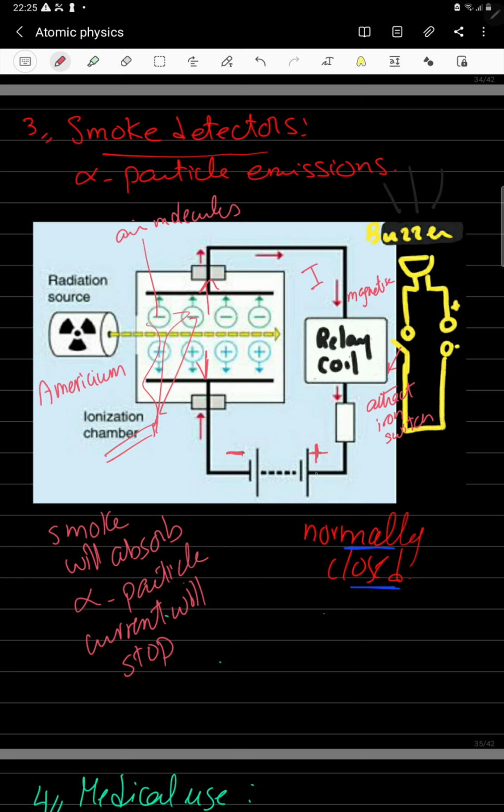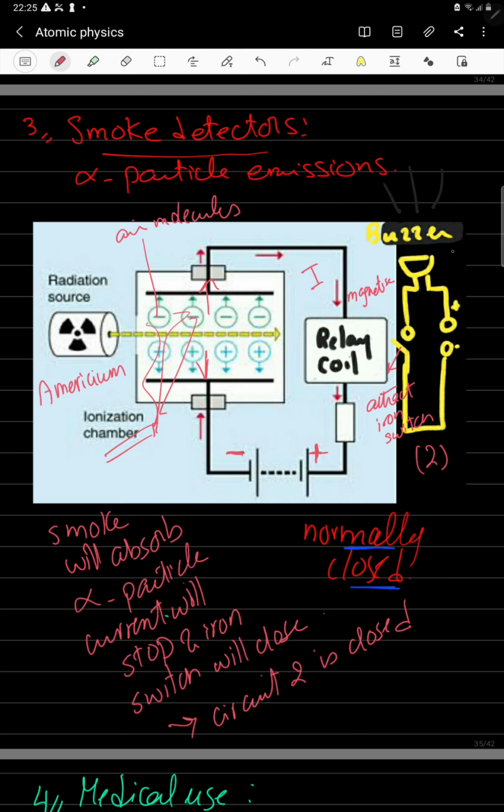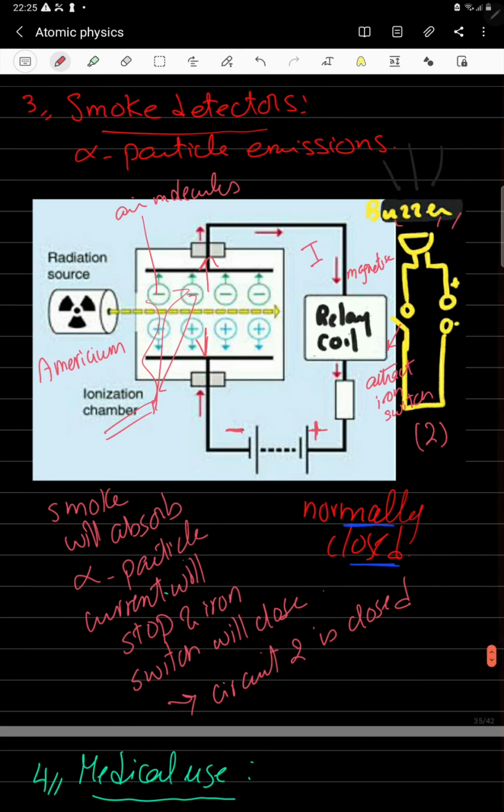I have an open circuit. I have positive and negative, but between them there is air. Between them there are neutral air molecules that will not allow any current to pass through. So the current will stop, and the iron switch will close, causing circuit 2 to be a closed circuit. The buzzer is on and the lamp, if there is a lamp, is on too. Here we use the alpha particle.